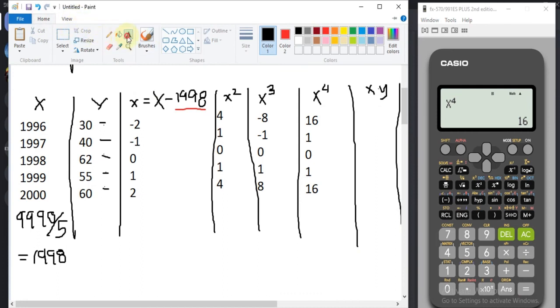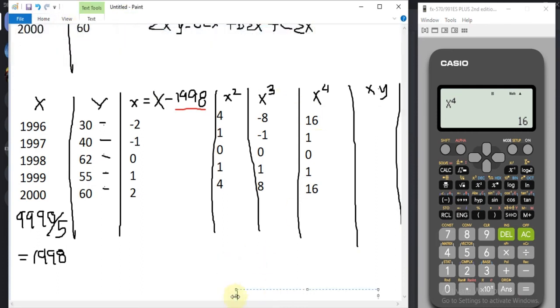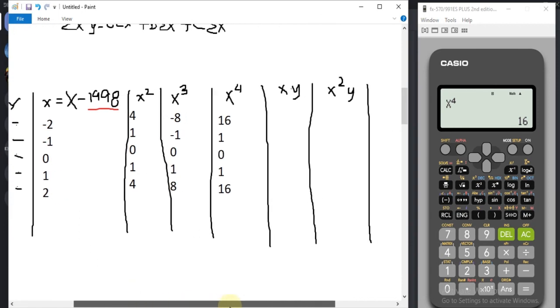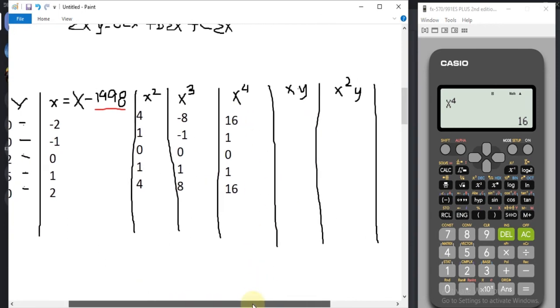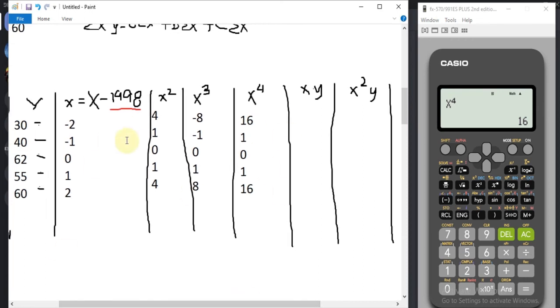Next, you input the second to the last column, so that the y is not covered. The next column is small x times y: negative 2 times 30 is negative 60.